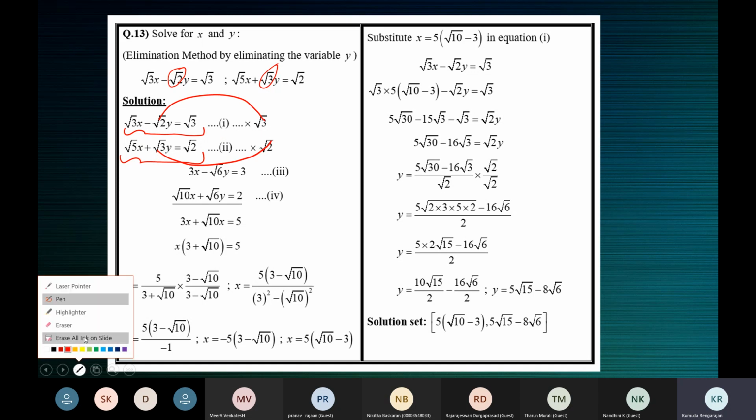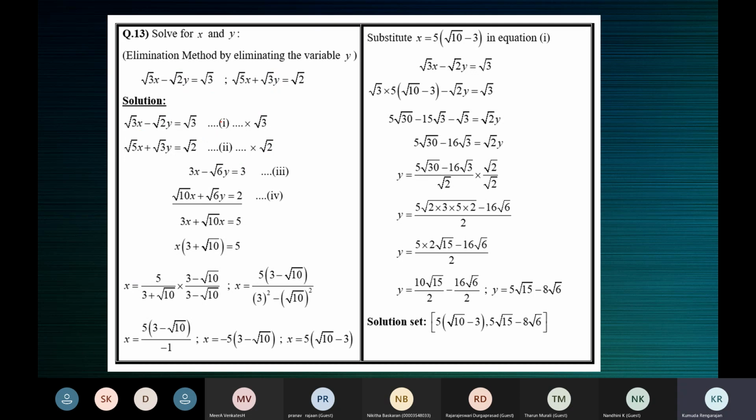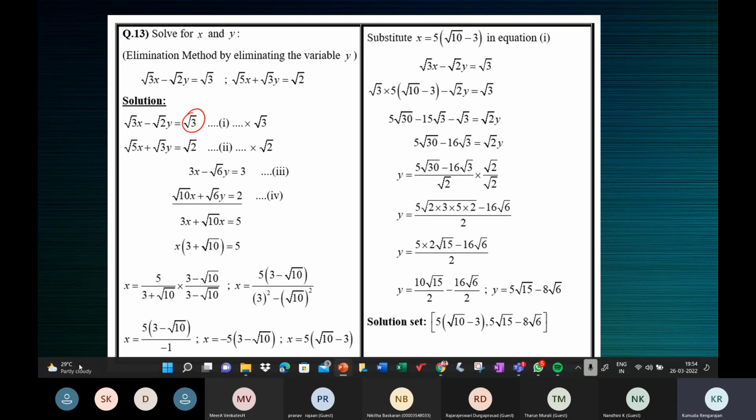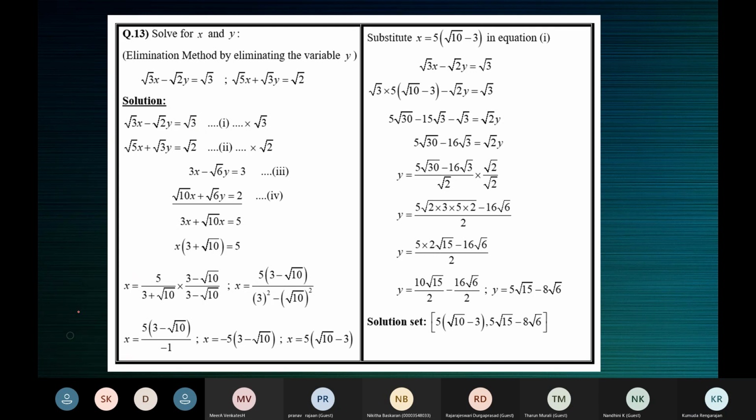See, you want to eliminate the variable y. So the coefficient of y in both the equations must be the same. It's not that we are multiplying by this root 3. Don't get confused. This is root 2 and this is root 3. So we multiply the first equation by root 3 and the second equation by root 2. Now root 2 into root 3 will be root 6. Root 3 into root 2 is root 6. We are only interested in the coefficients of y, nothing else.